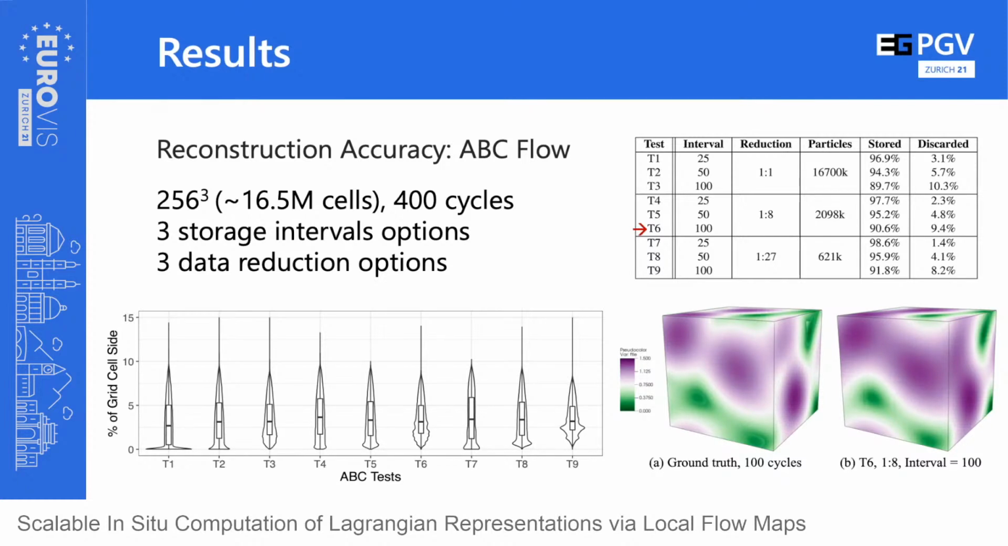The FTLE visualizations on the right compared the ground truth FTLE to the FTLE derived using a flow map from test T6. In this experiment, almost 10% of the particles were discarded. Although reconstruction near extrema is similar to the ground truth, the FTLE field is overestimated in other regions.